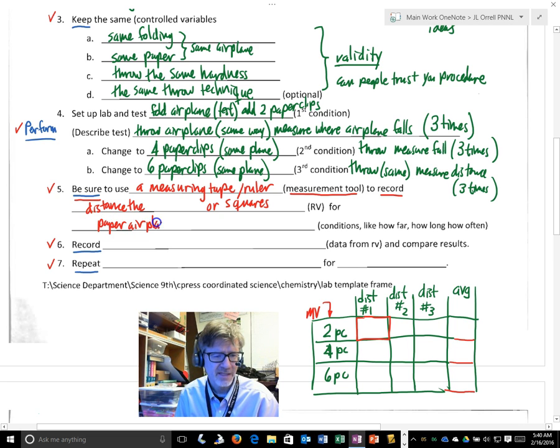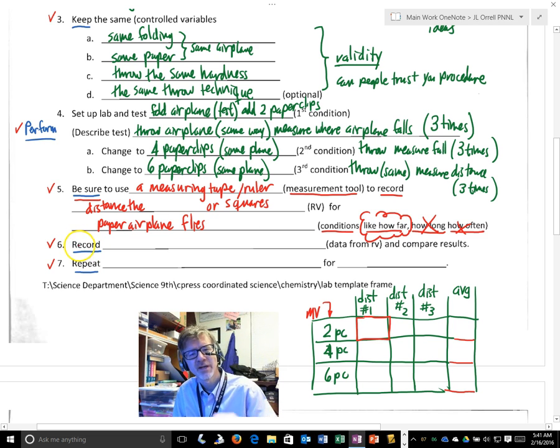We talked a little bit last time about when the airplane flies a certain distance, you want to be sure that you measure consistently where the airplane hits the ground first or where it stops flying, etc. And we have some conditions for that, which is how far, how long it stays in the air, or how often. These don't really apply. We're basically mainly thinking about how far the airplane flies.